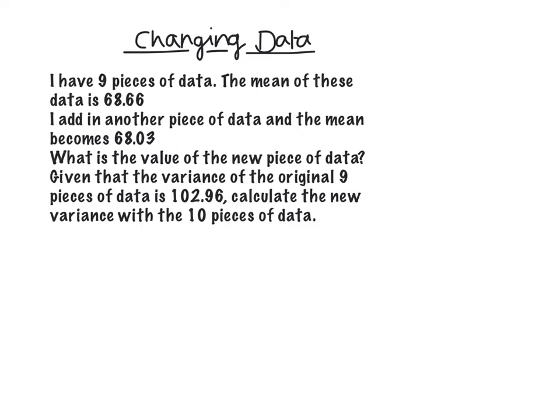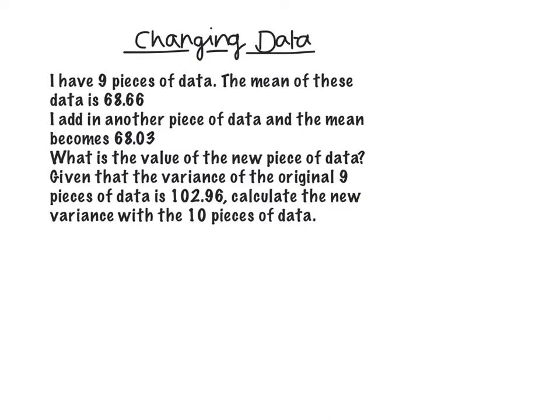Well, from a first look, we can tell that it's going to be quite a low number, or lower rather, because the mean decreases in value from 68.66 to 68.03. But that's about all I can tell at the moment. Now, without knowing the 9 pieces of data, we're going to have to be slightly more crafty about how we go about doing this. And we're going to use the formulae for the mean and later the variance to help us do this.